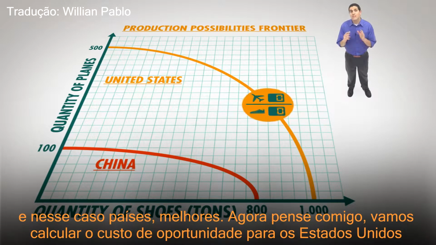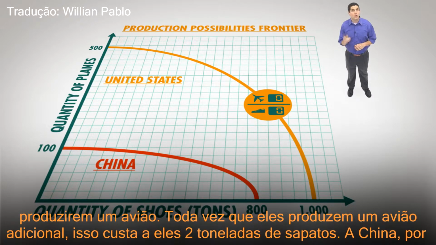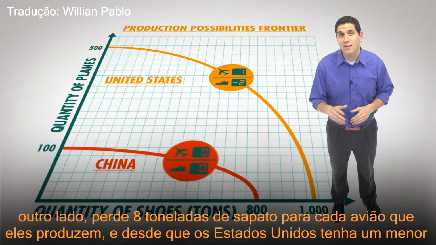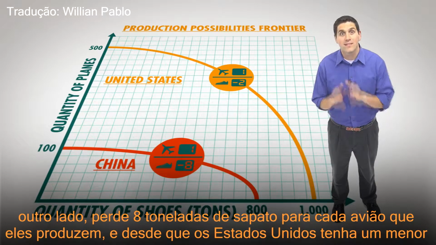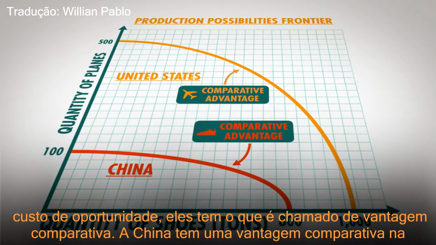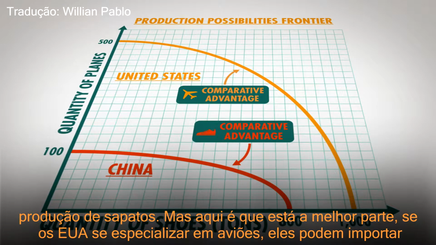Now stick with me. Let's calculate the opportunity cost for the United States to produce 1 plane. Every single time they produce an additional plane, it costs them 2 tons of shoes. China, on the other hand, gives up 8 tons of shoes for each plane they produce. And since the US has a lower opportunity cost, they have what's called a comparative advantage. China has a comparative advantage in the production of shoes.